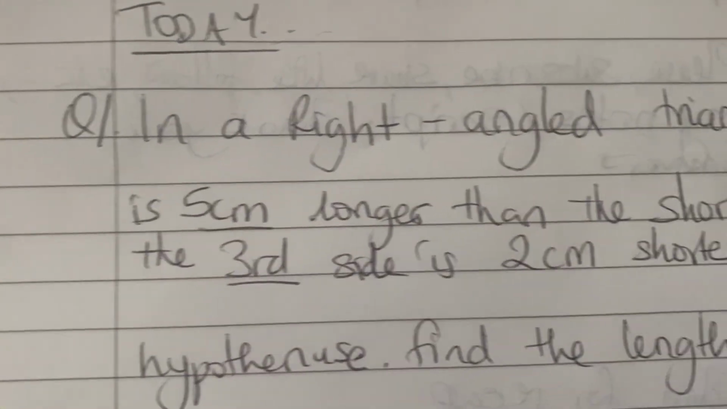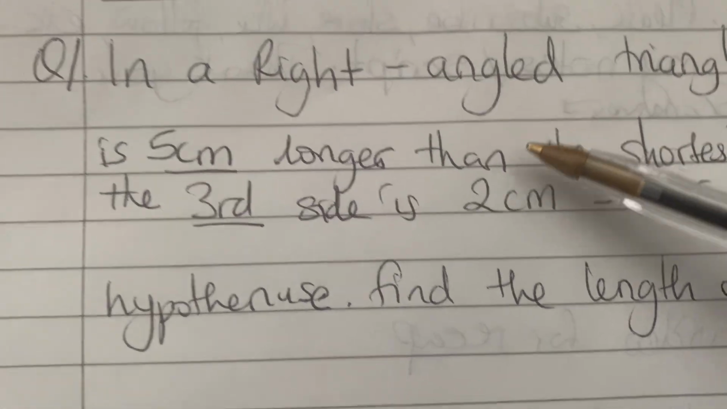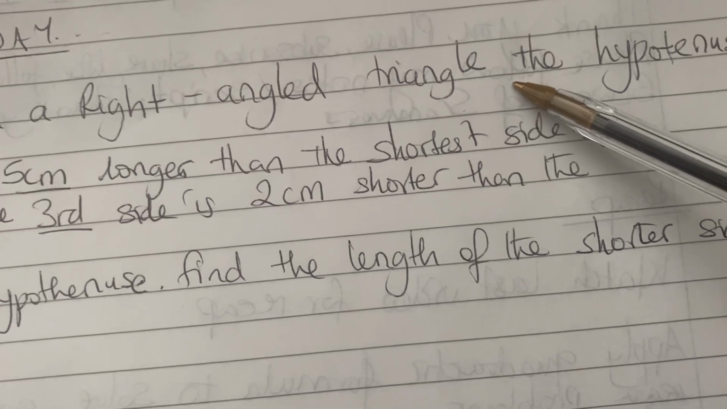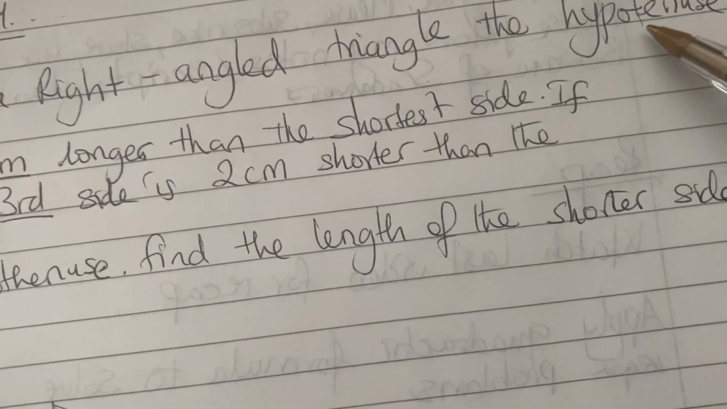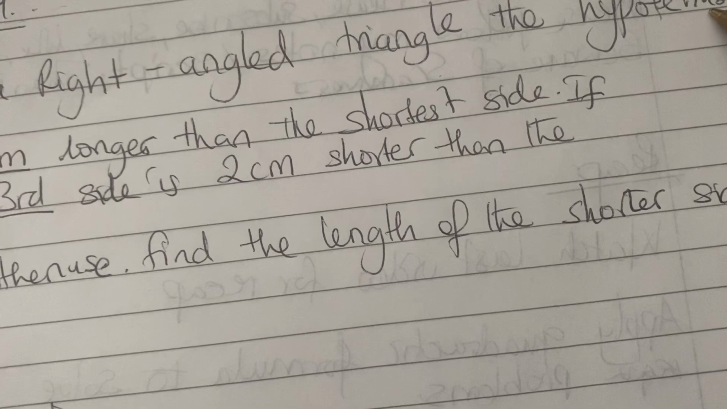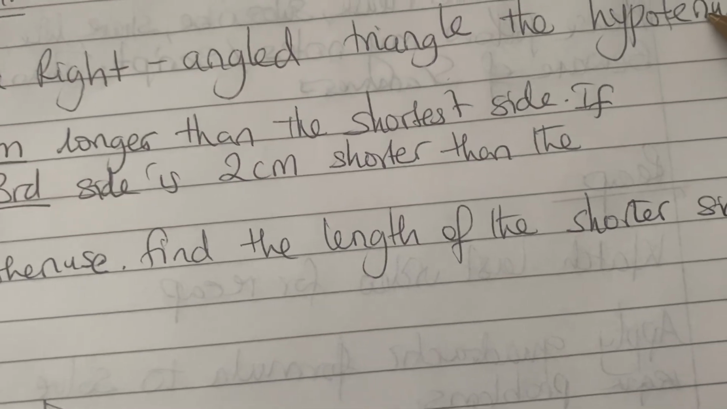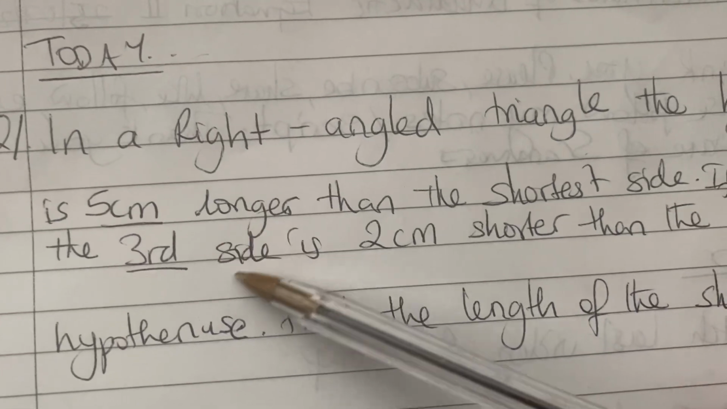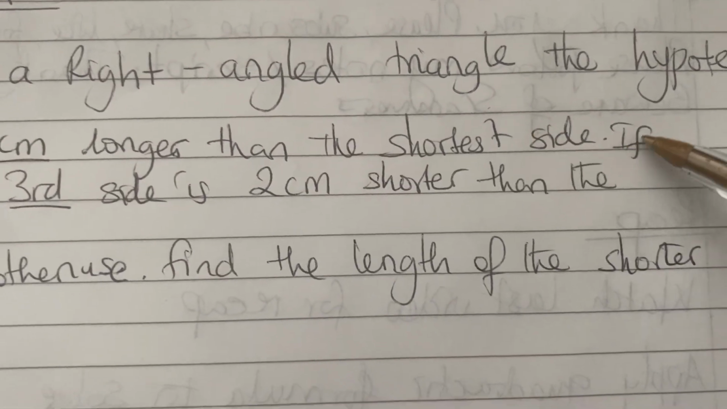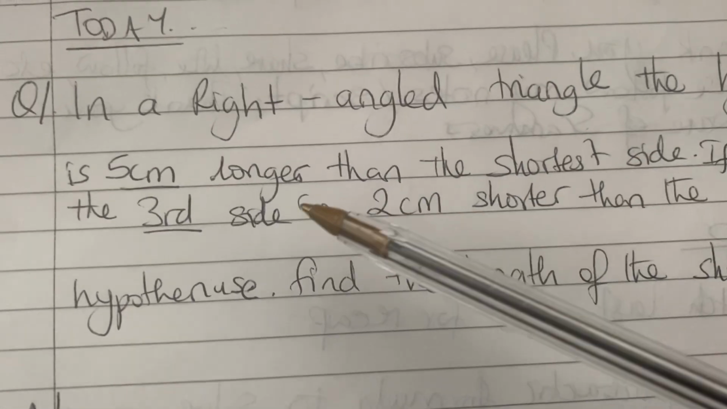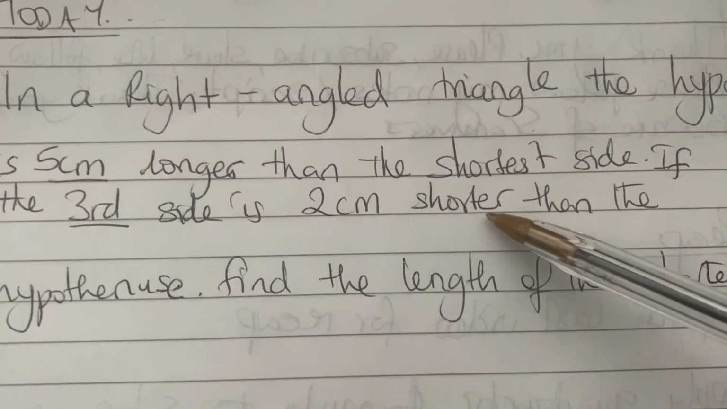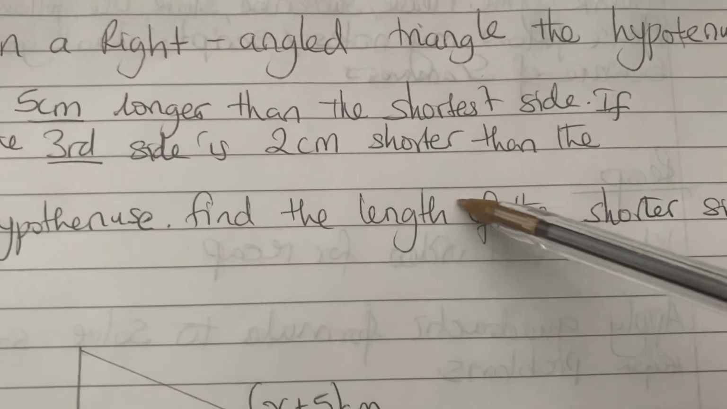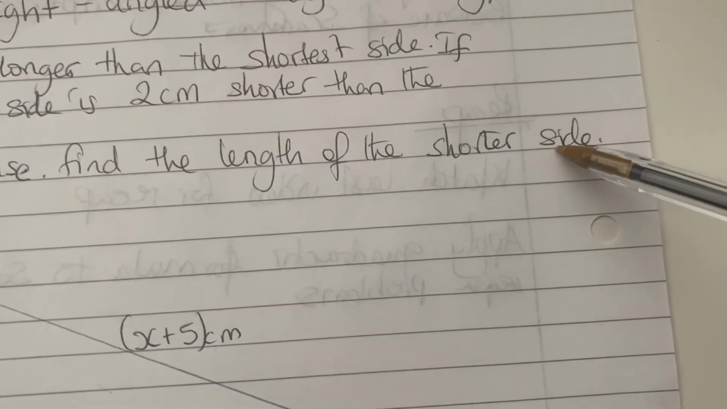Today, in a right angled triangle, so there's 90 degrees on one corner, the hypotenuse, the long side, is 5 centimeters longer than the short side. If the third side is 2 centimeters shorter than the hypotenuse, find the length of the shorter side.